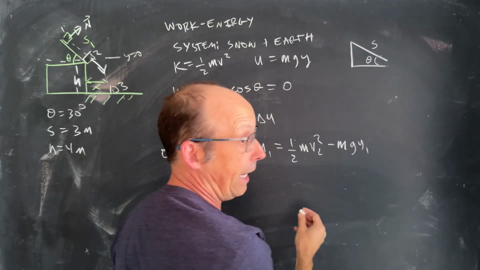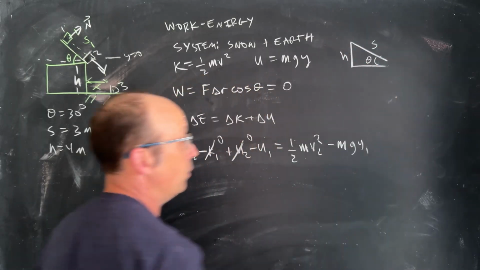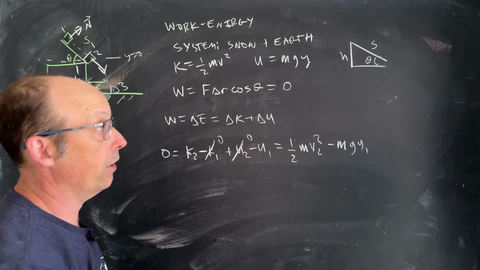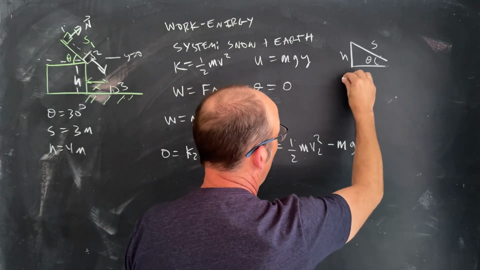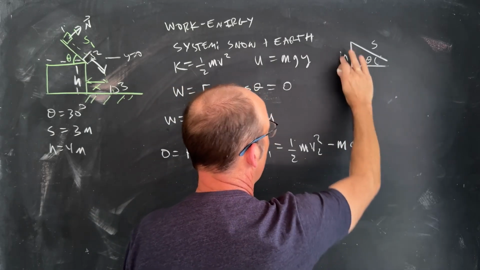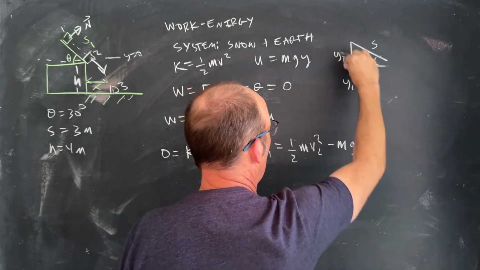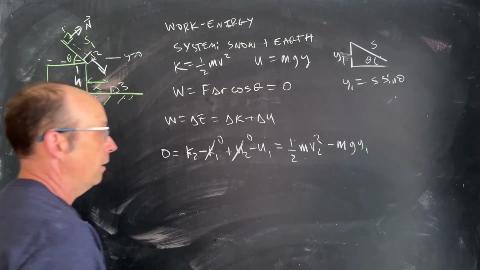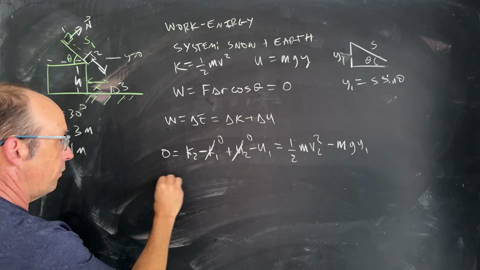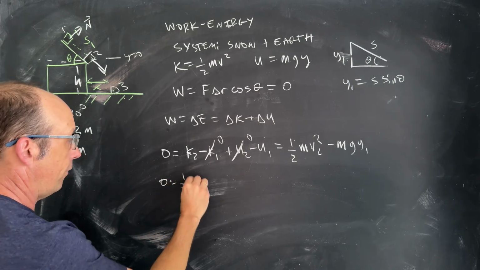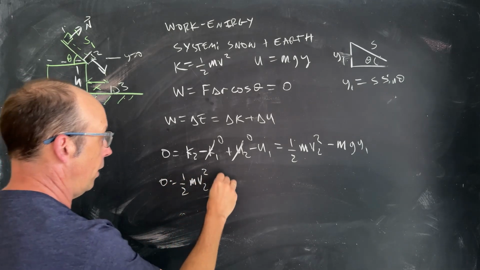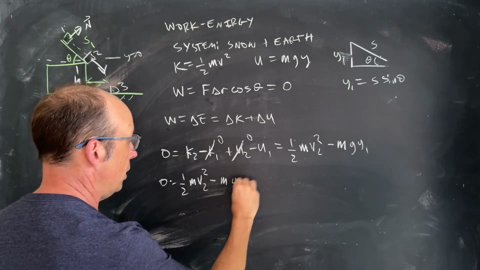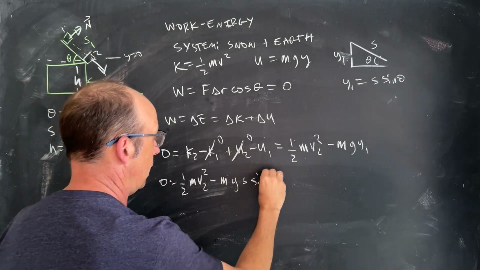That's the distance s. So that h value is the opposite side of that right triangle. So h, or y1, that's not h. I use that for h, y1. y1 is going to be s sine theta. So let's put everything in. 0 equals 1/2 m v2 squared minus m g s sine theta.